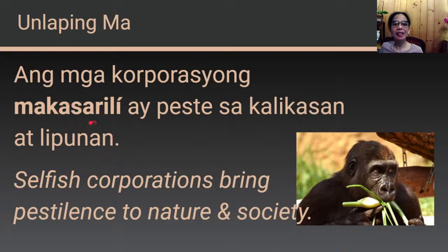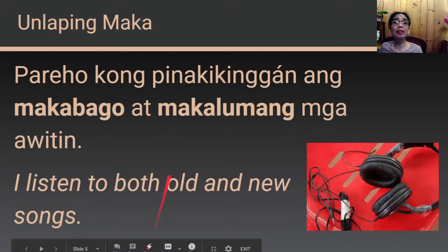So, selfish, makasarili. Korporasyon. I chose the word peste. Peste means pestilence, but don't take it literally, because in Tagalog we get that metaphorically. It has been commonly used already when we mean pest or bad, or unmindful. Kalikasan, of course, nature. Lipunan for society. Repeat after me. Ang mga korporasyong makasarili ay peste sa kalikasan at lipunan. I hope you appreciate that. Unlaping maka. This is our topic for today.